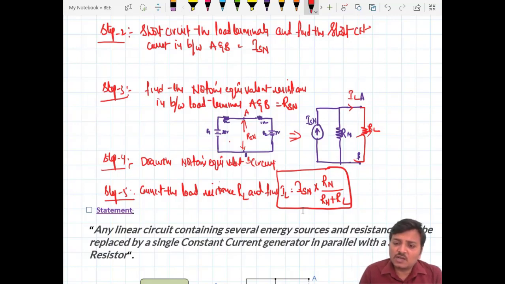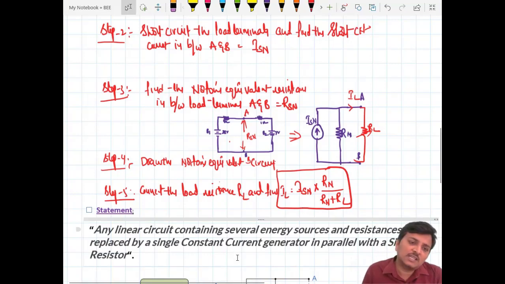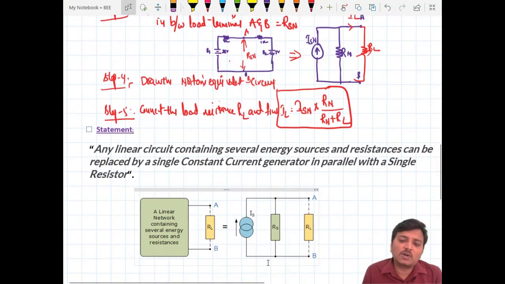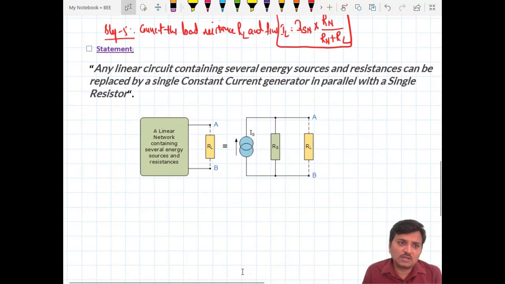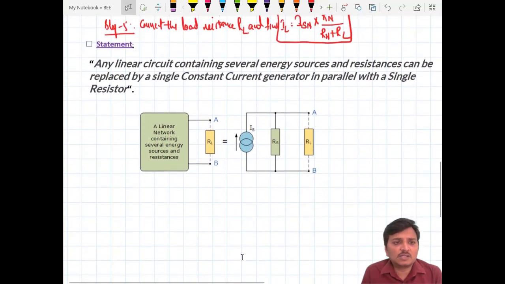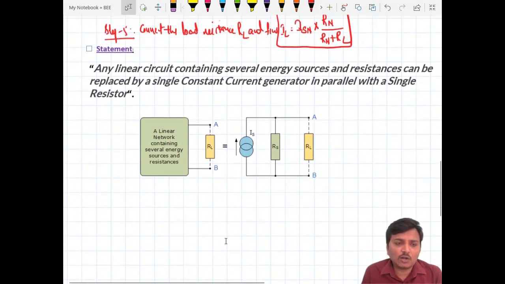We only substitute in the last step, so only one step of the procedure is required. Whereas in superposition, mesh, and nodal analysis, all the steps are required. Right? So that is the main application. That's why it's very important to learn Thevenin's and Norton's. Now we'll come back to the regular statement of Norton's theorem.